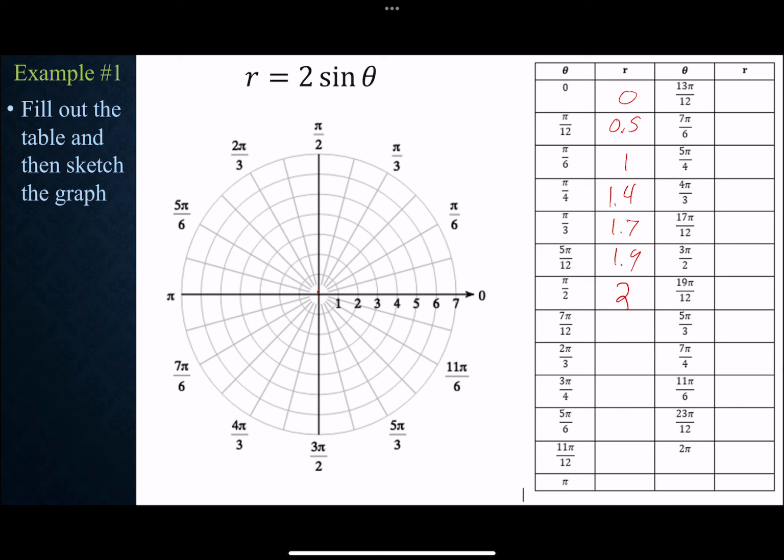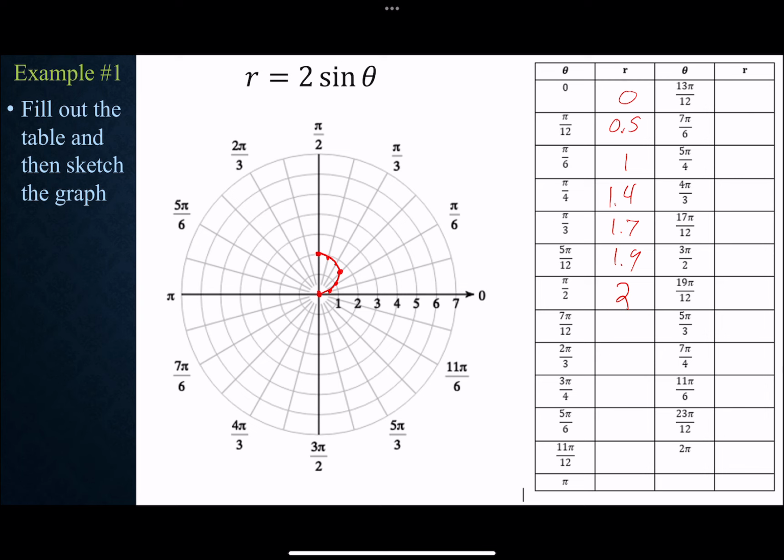So 0, 0 is going to be right here in the beginning. And then our first line is pi over 12. It's going to be raised to 0.5, so it's in between 0 and 1. And then pi over 6 is at 1. Pi over 4 is at 1.4, so it's a little bit past the halfway spot. Pi over 3 is 1.7, so it's a little bit closer to the ring. 5 pi over 12 is at 1.9, a little bit closer now. And then pi over 2 is at 2. So you can see we've got this shape right here. We got half a circle created.